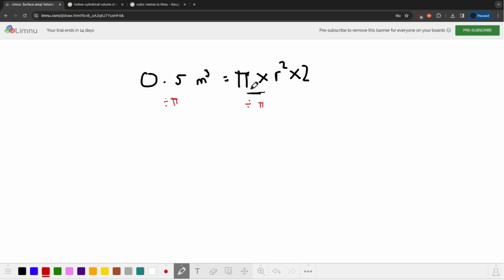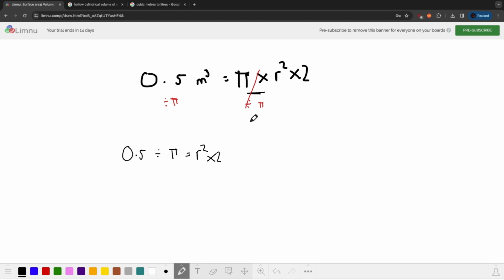So because of that, times pi and divide by pi, they get cancelled out. And what we have left here is this. 0.5 divided by pi equals r squared times 2. That is what we have left.